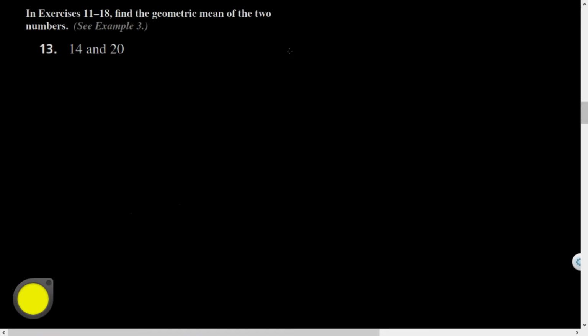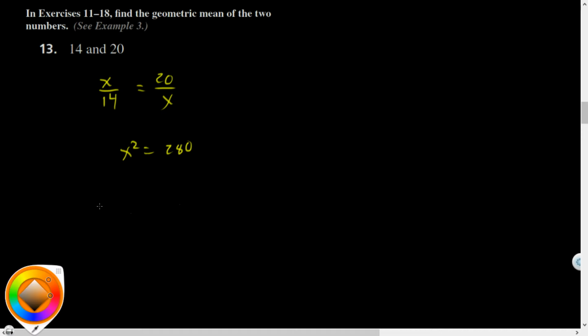Find the geometric mean of the 2 numbers. So the geometric mean was set up like this, where I say x over 14 is equal to 20 over x, where I set up my number that's the geometric mean on the diagonal of a proportion. Geometric mean behaves like an average. I mean, it's a mean, but it's not an arithmetic mean where you just add them up and divide by 2. It's this geometric concept. If I cross multiply here, I would end up having x squared equals 280.